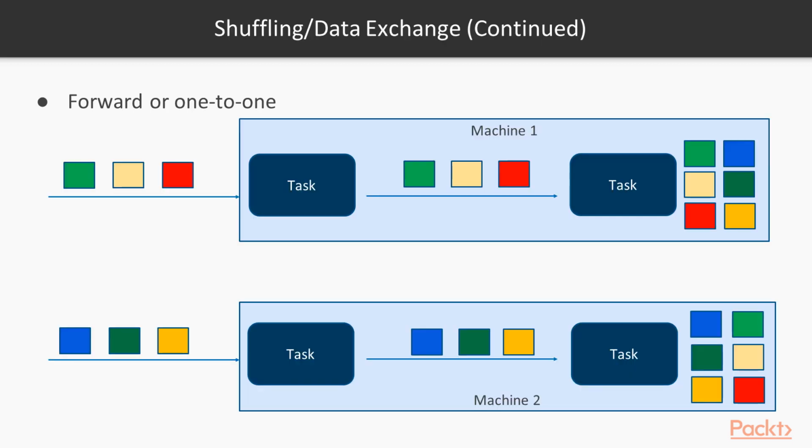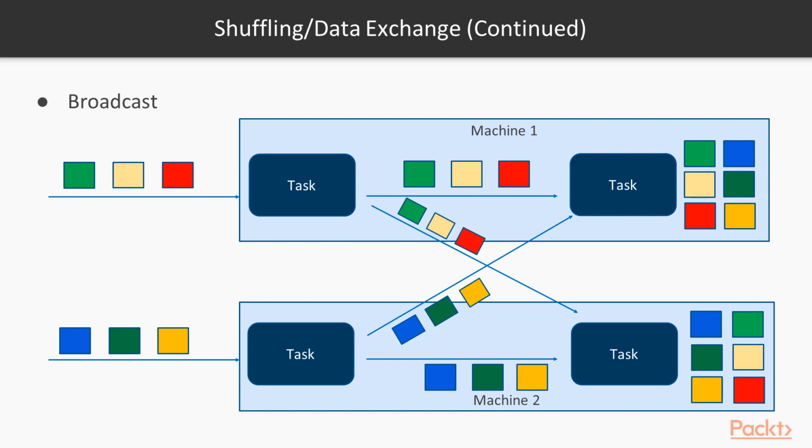Let's look at the first one, forward or one-to-one. So a task is processing. If you see the green, yellow, and red, the task is processing it. Then there's another task. It will receive the same thing in the same order. That's it. It's just one-to-one. There's another machine which is receiving more events. Machine 2 is again one-to-one. So both are simply one-to-one. So these 2 machines are actually processing everything in parallel. Let's say they're consuming from Kafka or something else. This is what's happening, but it's all one-to-one. So there's nothing going on between the machines, no communication whatsoever.